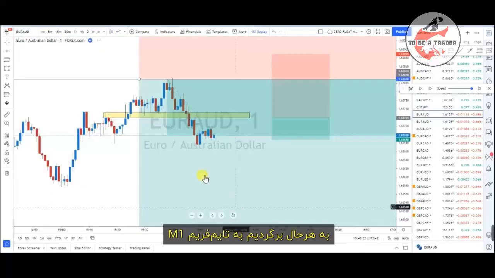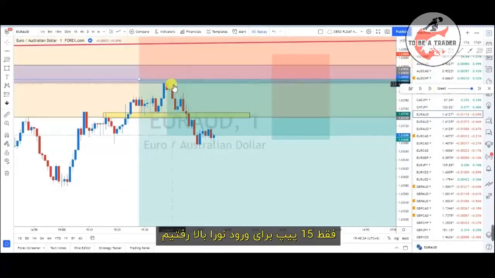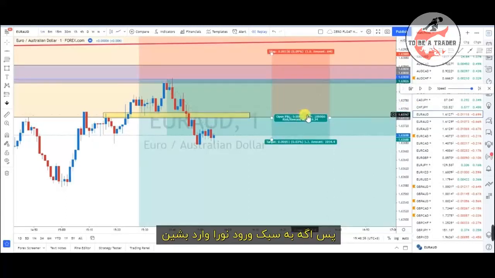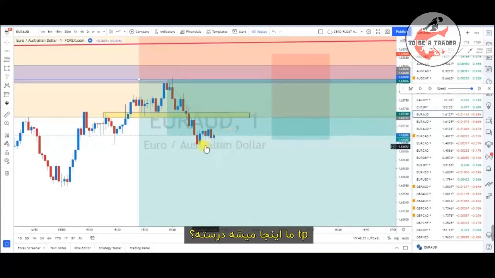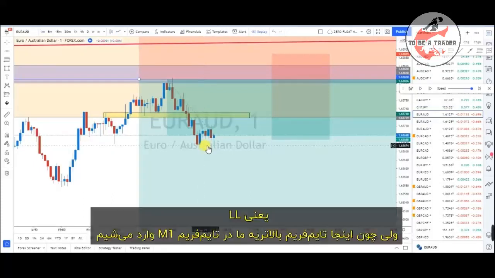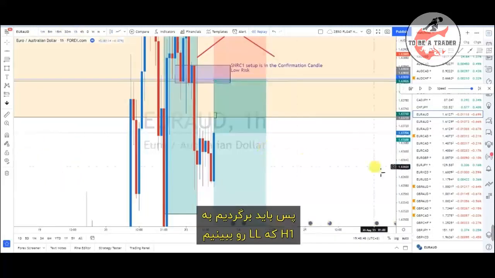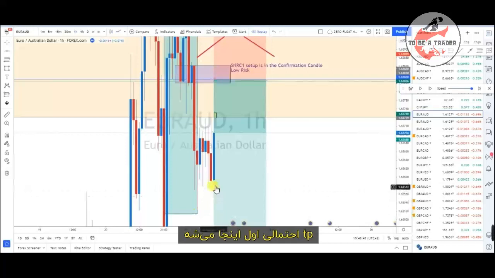But anyway, let's go back to the M1 time frame. We only risk 15 pips, okay, for the Nora entry. However, our reward will be 40 pips for the first TP, okay? So if you enter at the Nora entry, normally our TP would be here, isn't it? At the lower low. But since this is a higher time frame and we enter at the M1 time frame, we should go back to the H1, which is the lower low. The potential first TP will be here, okay? Here is fine, guys. Then we can do here.